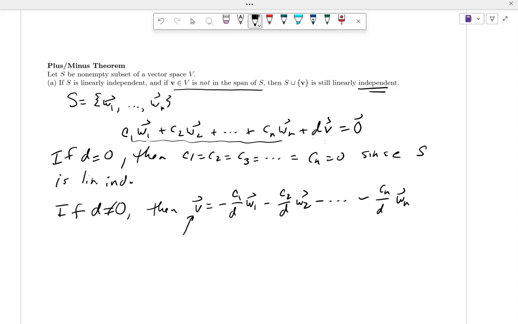No. Because why? What is it telling you? V is not in the span, right? Remember what the span is? The definition of span is the set of all linear combinations, right? So this would tell me that V is in the span of S, which it's not, right?